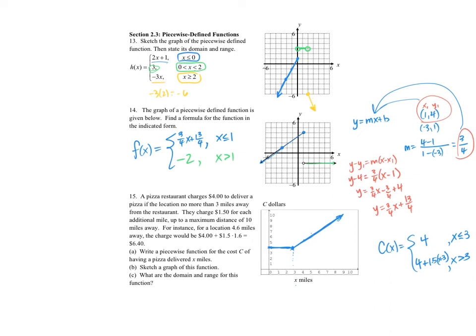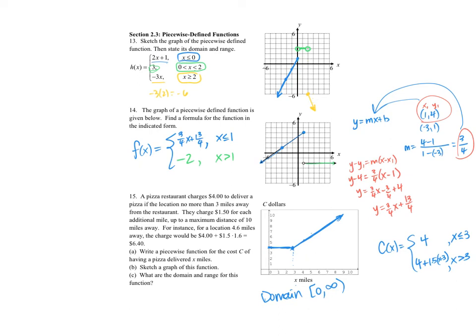What are the domain and range for this function? So the domain is all of the possible miles. So that's going to be from 0 miles to infinity miles, I guess. Maybe that's not totally realistic because at some point they'd stop delivering, but, whatever.